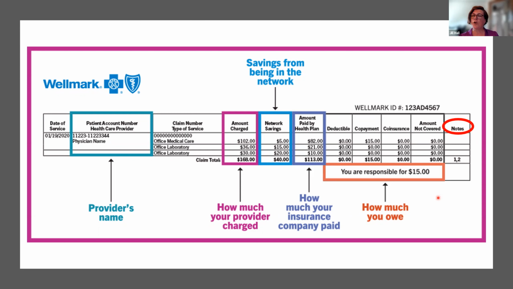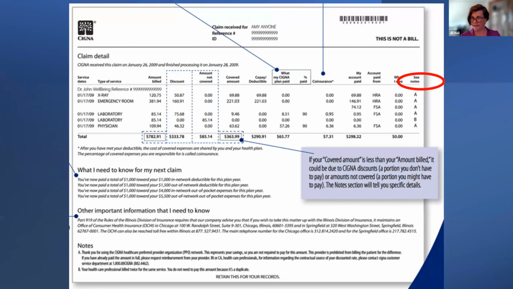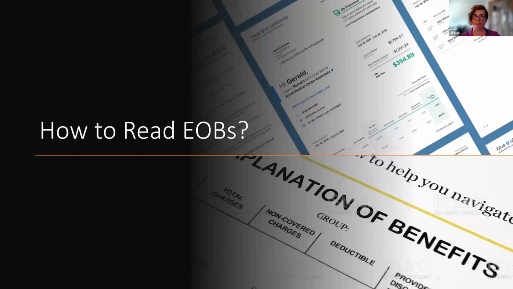But EOBs also contain other information, and EOBs are rarely as clear and easy to read as this example. EOBs tend to look more like this, and as you can see, they are jam-packed with information.